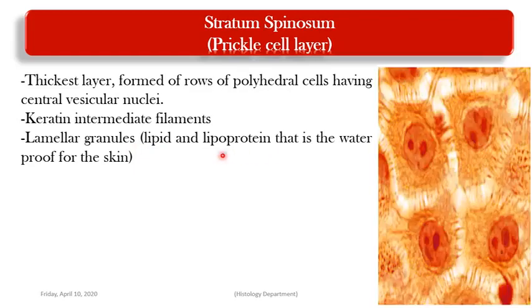This lipid or lipoprotein is liberated outside the cells into the intercellular spaces here to form a barrier. This barrier is waterproof for the skin. I mean it prevents the dehydration, or the escape of water, from the skin. As you see here, the neighboring cells are attached to each other by desmosome junctions.